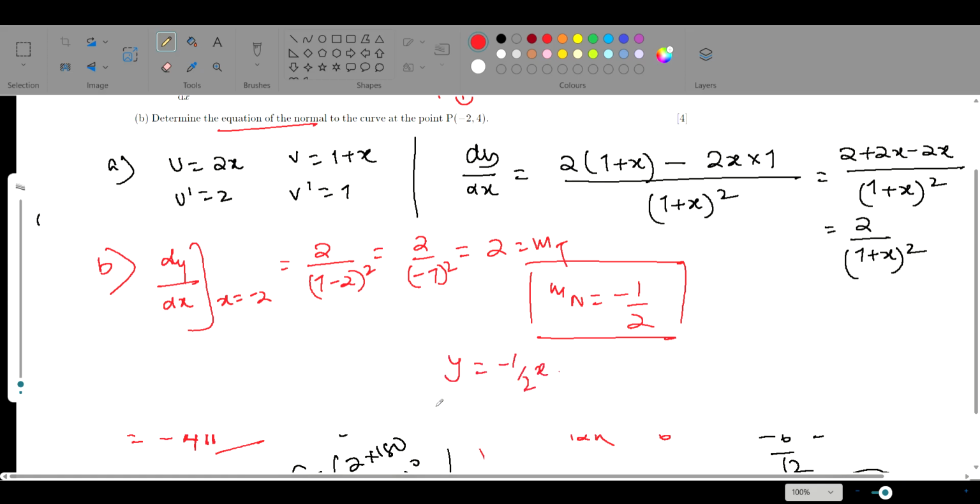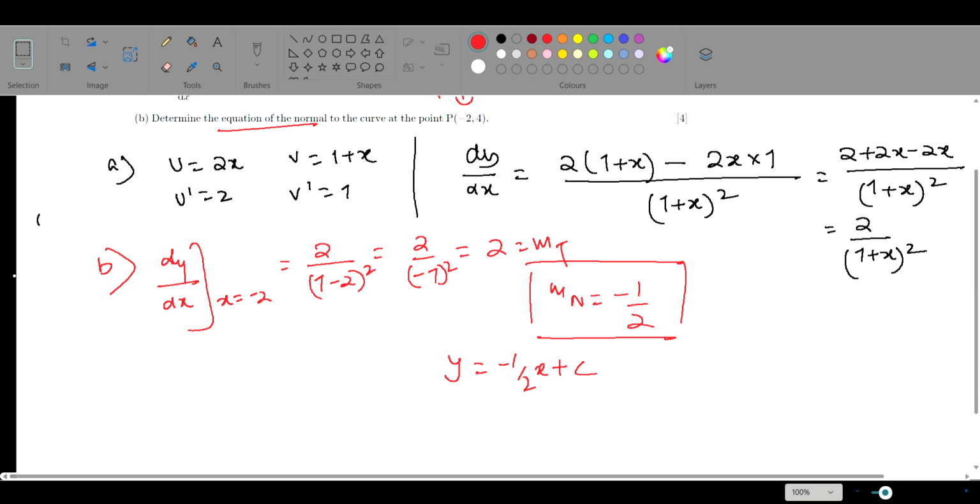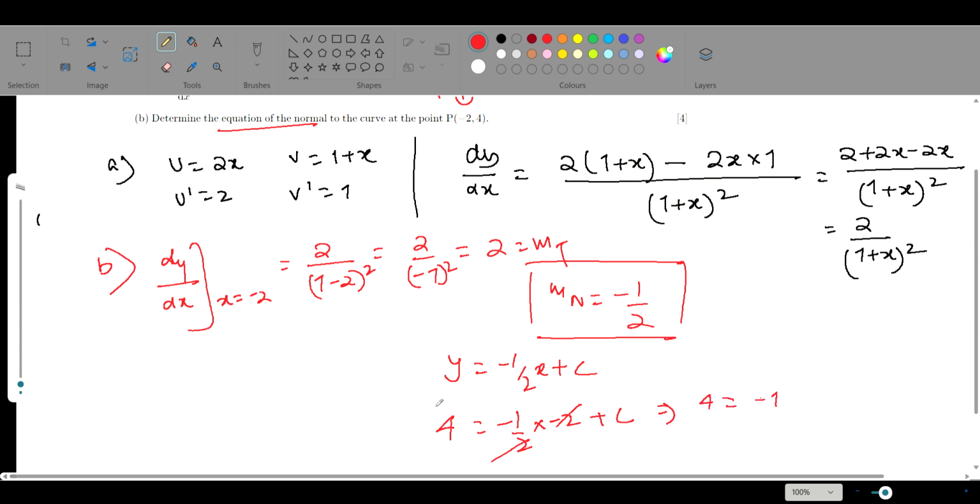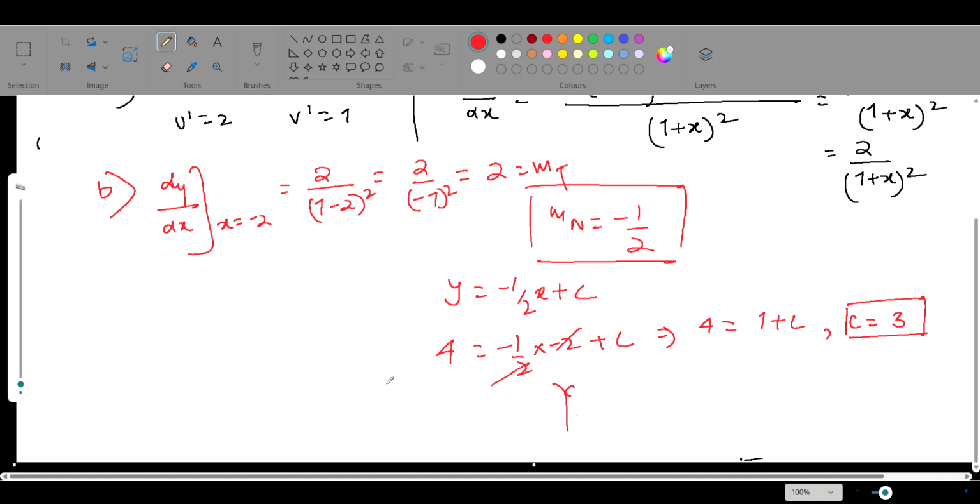y is equal to minus 1 by 2 x plus c. Then you put x is minus 2, y is 4. So we have 4 is equal to minus 1 by 2 times minus 2, which is 1, plus c. So we have our c value, which is 4 minus 1, coming out 3. So what is the equation? Minus half x plus 3.